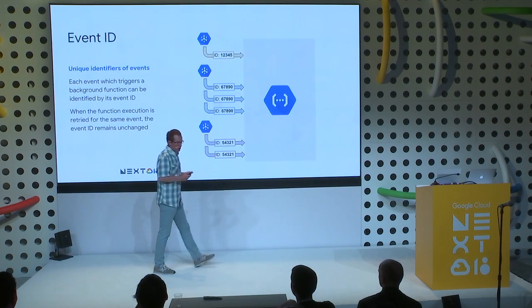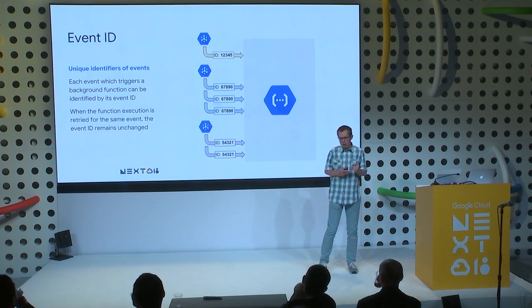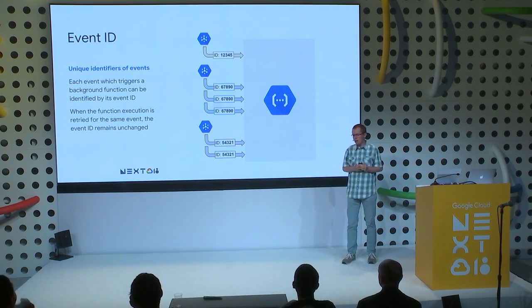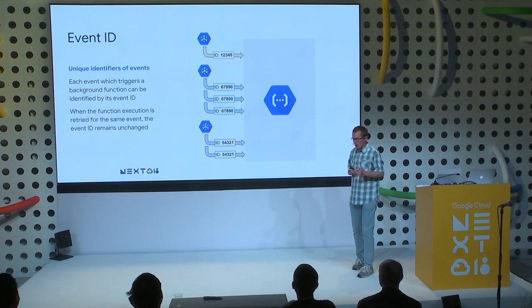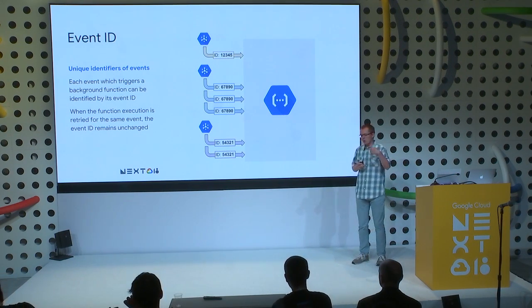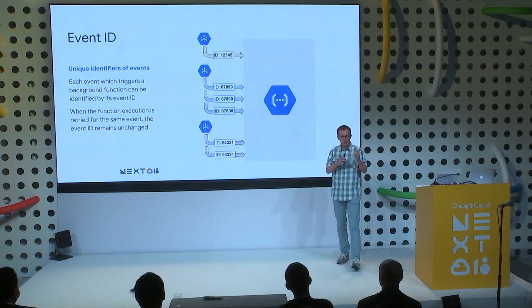To solve this problem, we'll use Event ID. This is a number which uniquely identifies each event. And what is important here is that even if the function execution is retried for the same event, the event ID itself remains unchanged.